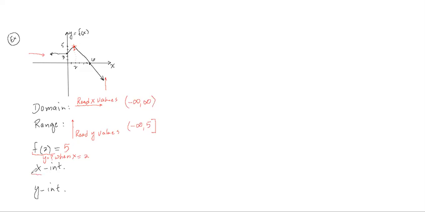X-intercept is where the graph intersects the x-axis. What point is that? 6 comma 0. Correct. And y-intercept is the point where the graph intersects the y-axis. What point is that? 0, 3. Good. Any questions on this?